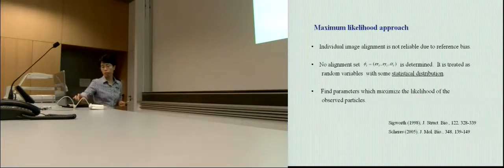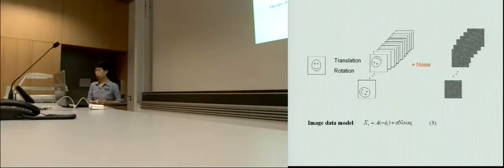In order to solve the problem, we need to build a mathematical model for the application. The model is that we have some molecules, and through translation and rotation, we have a pair of images, and in addition to that, we also have noise, as we know. Through this procedure, we end up with a pair of these images. This is what we have in hand.